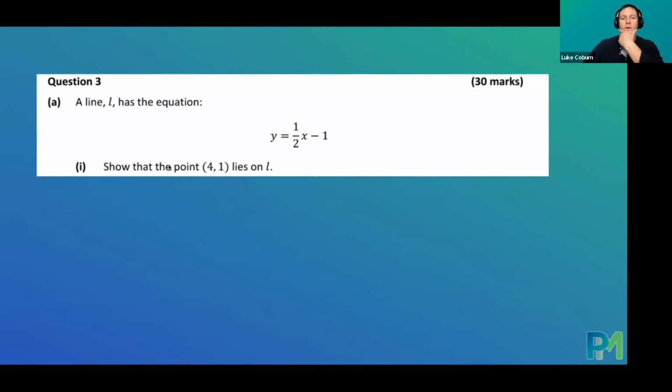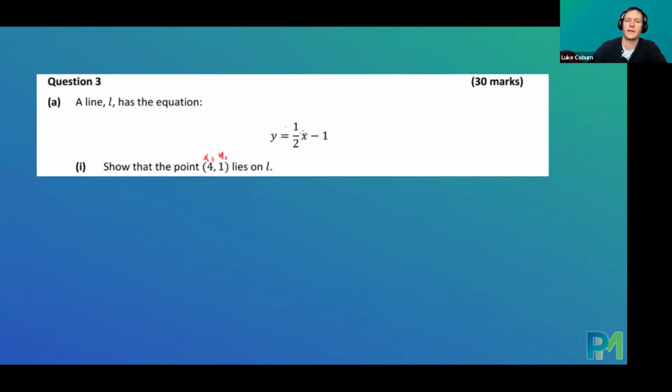We want to first of all show that the point (4, 1) lies on L. Now, if the point (4, 1) lies on L, then this would be my x1, this would be my y1, and I would be able to sub these into the equation and get equality, right?